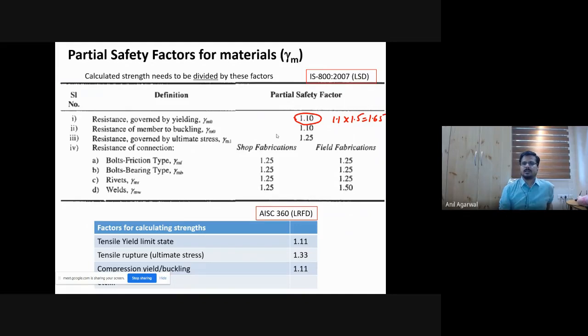And similarly, when we look at the resistance factors, our resistance factors are now very similar to the international level. If you see the American code, this is AISC 360, LRFD design. And this is our LSD design as per Indian code, which are basically two different names for almost the same thing. Here you can see that for tension yield, they have a factor of 1.11. We have a factor of 1.10, almost the same. For compression buckling, they have a factor of 1.11. We have 1.10. For fracture, ultimate stress, we have 1.25 and they have 1.33. Again, not very different.